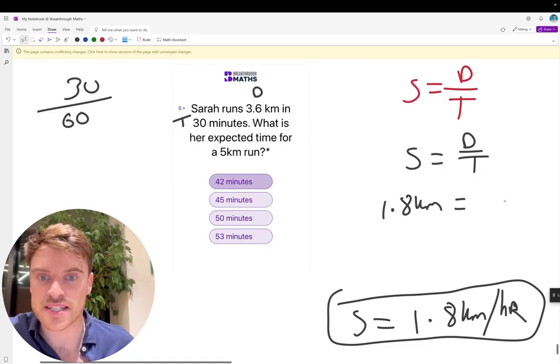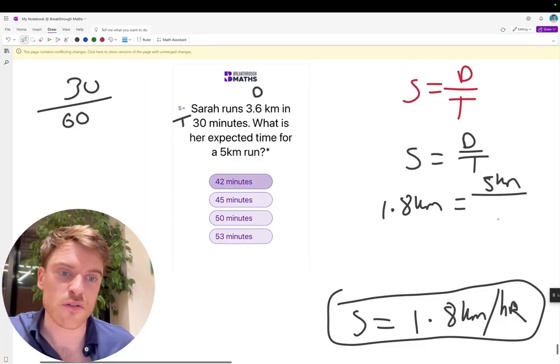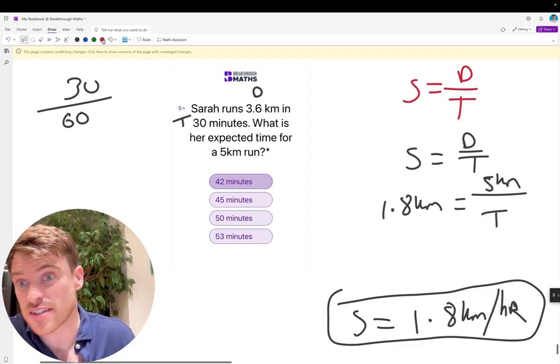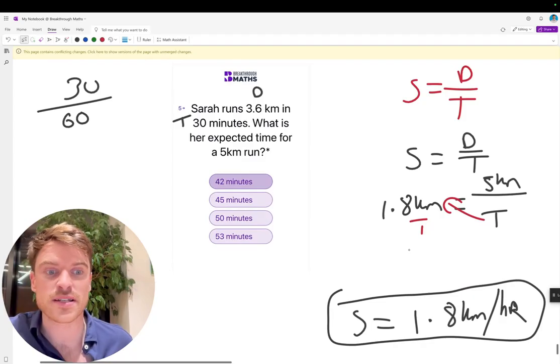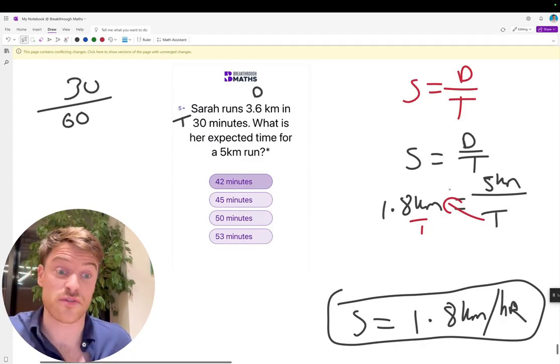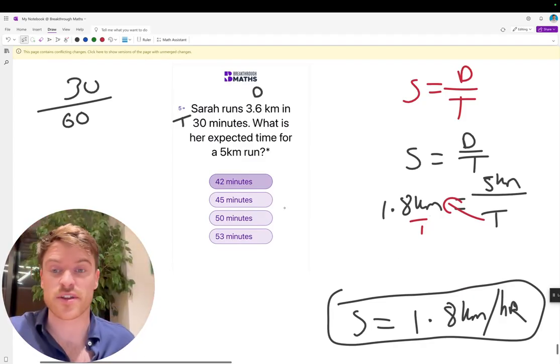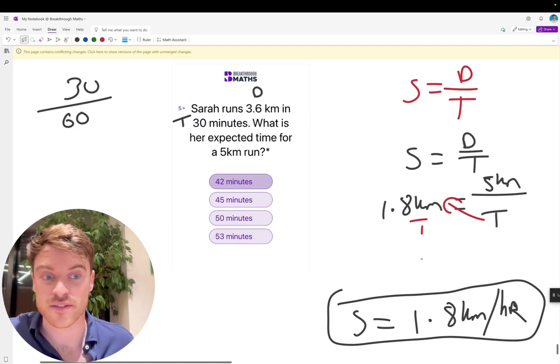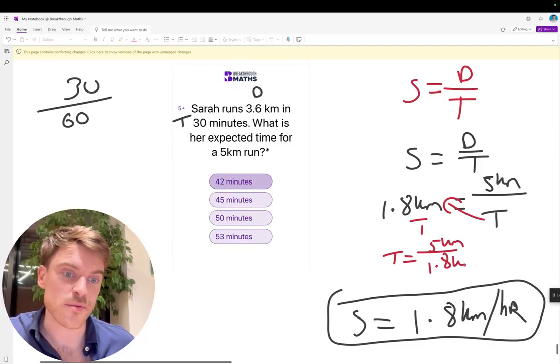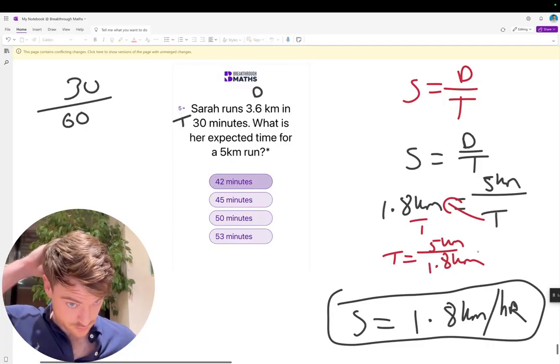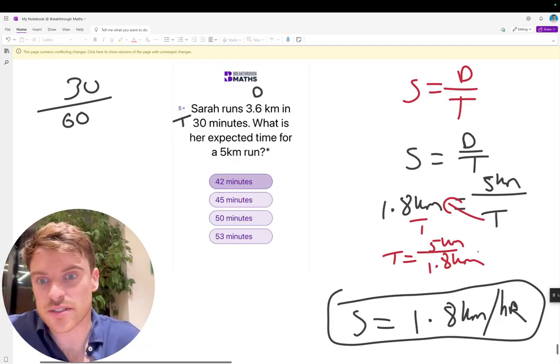It is equal to distance. The distance is going to be 5 kilometers, and we're looking for the time. You're going to do the same trick you did the last one. Put it over 1 if you want. Essentially you're going to do a flip. The 1.8 is going to come underneath the 5k. Watch. T is equal to 5 kilometers divided by 1.8 kilometers per hour, and you're going to see what that comes out as.